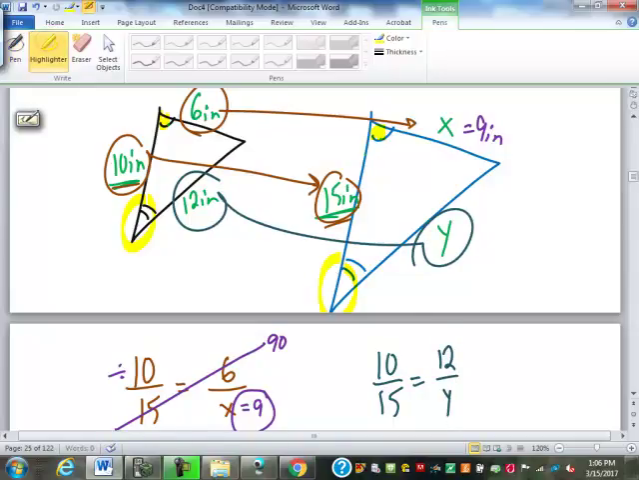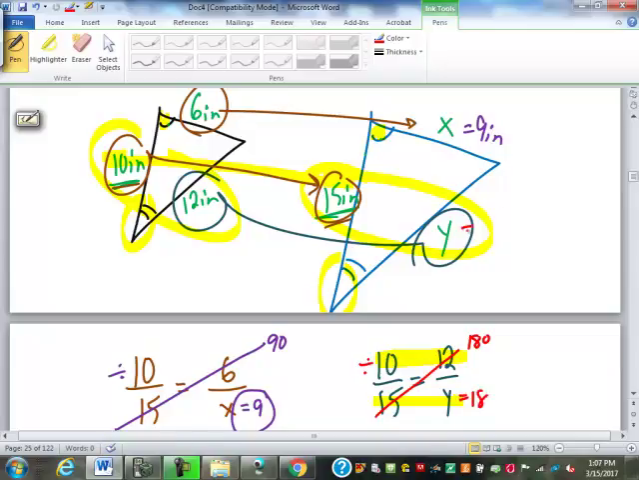Now you have to be careful here. The 10 corresponds to 15 because they're the same side before and after it's been enlarged. The 10 and 12 go together because they're from the same triangle. The 15 and Y go together because they're from the same triangle. So you have to have those relationships in both directions. And then, of course, we'll cross multiply and divide. 15 times 12 is 180, divided by 10 is 18. So Y is 18 inches. Make sense?